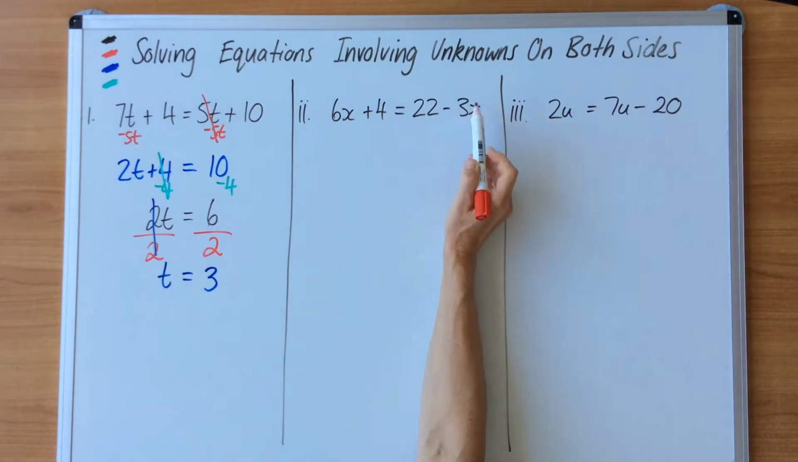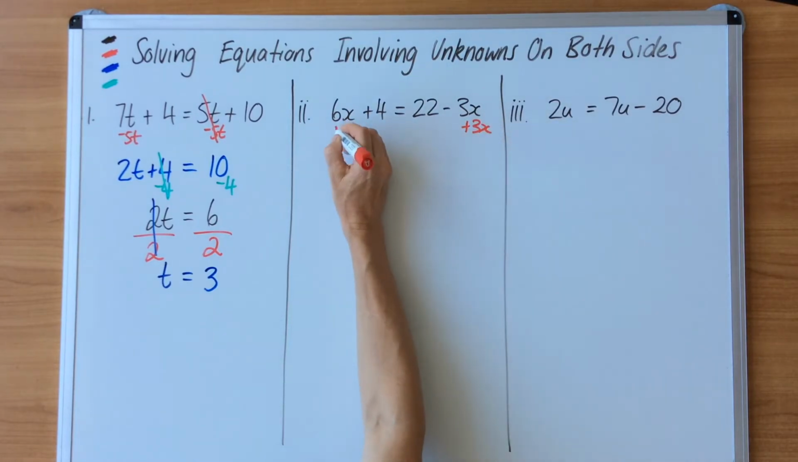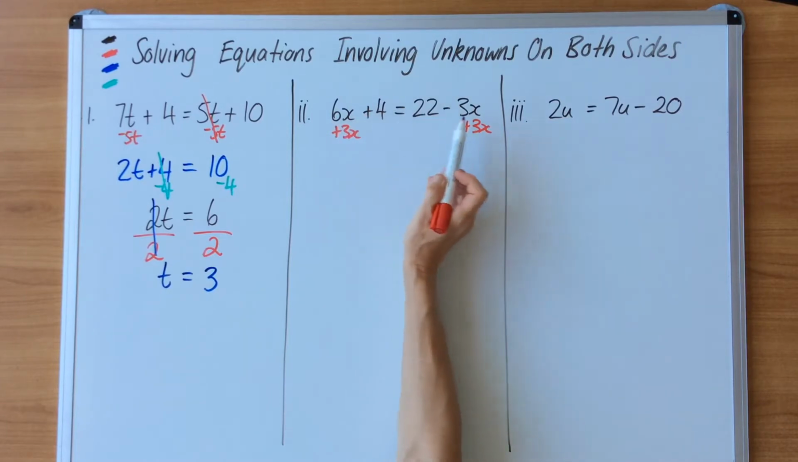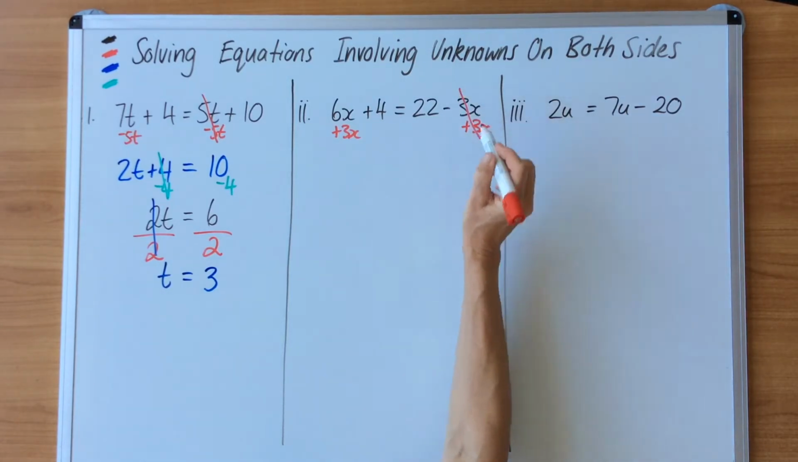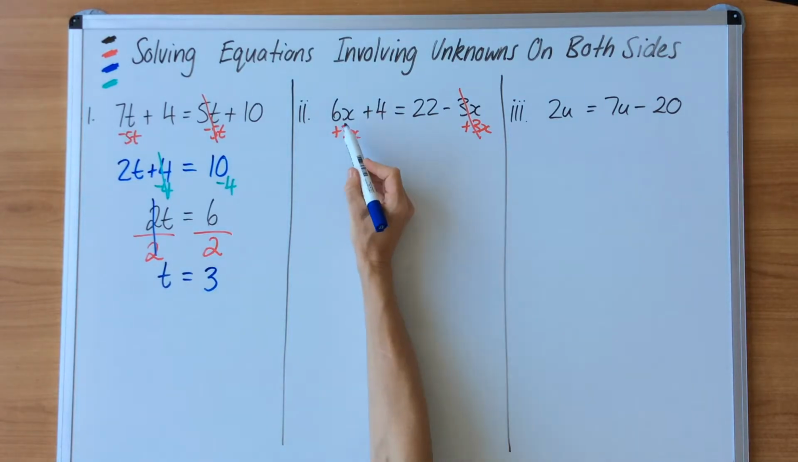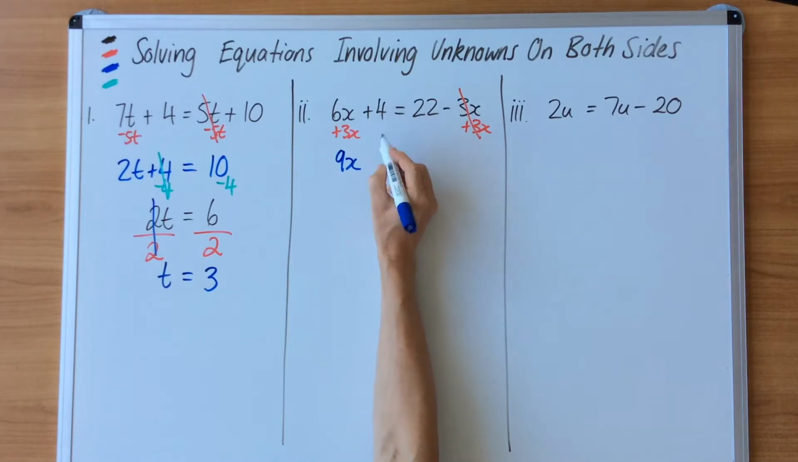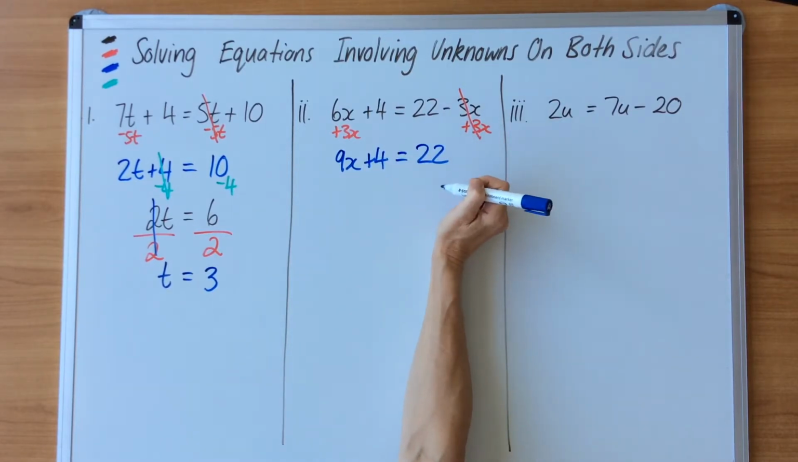So opposite of negative 3x is positive 3x, and what I do to one side, I must do to the other. So I'm picking the same like terms, the ones with the x. So negative 3x plus 3x cancels out into 0, and I then solve this one here. 6x plus 3x is 9x. I drop down the plus 4, the equals, and the 22.